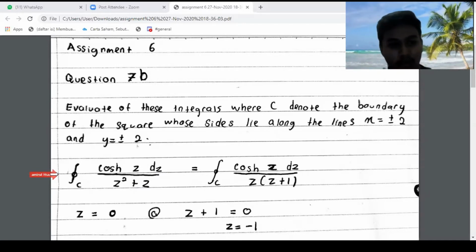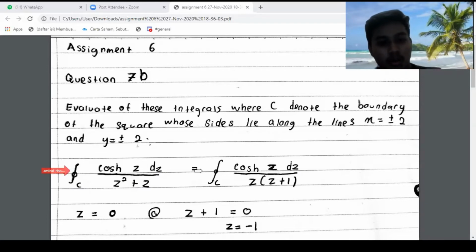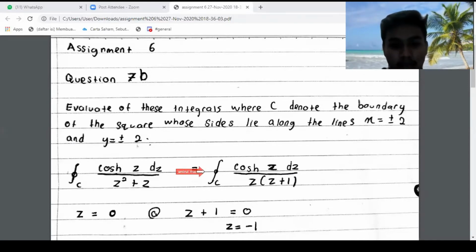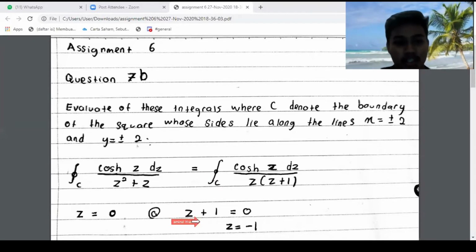So the first step is we need to find the singularity of this equation. To do that, we need to factorize the denominator, and it becomes the contour integral of cos z dz over z in bracket z plus 1. With this, we can get the singularities of the function, which are z equals 0 and z plus 1 equals 0, so z equals negative 1. So the singularities of this function are z equals 0 and negative 1.